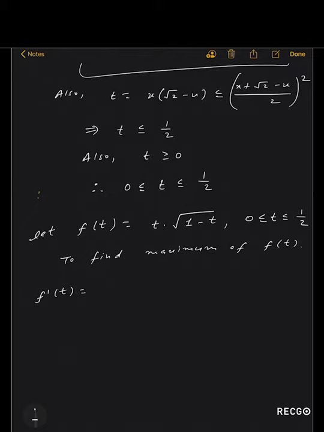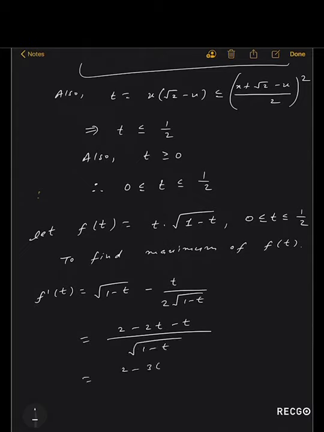So if you differentiate using the product of two functions, we are getting f dash t is equal to square root of 1 minus t, then minus t divided by 2 times square root of 1 minus t. If you take the LCM, we are getting 2 minus 2t minus t divided by 2 times under root 1 minus t. Oh, there is a mistake. Okay, so it should be equal to 2 times 1 minus t, right?